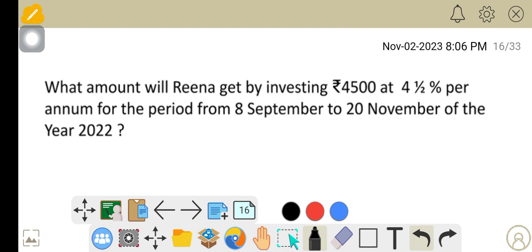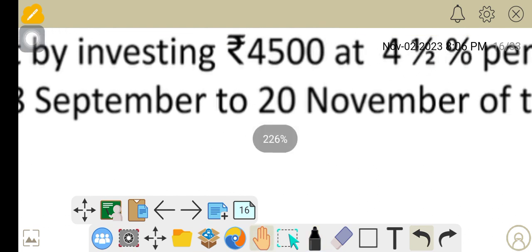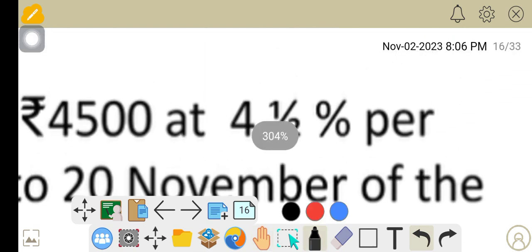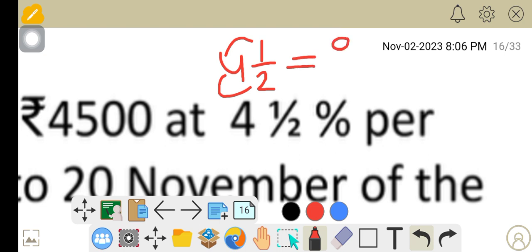Now the last question, what amount will Rina get by investing 4,500 at 4 1/2% per annum for the period from 8 September to 20 November of the year 2022? There are two problems, out of which first problem is very simple, not harder. That is 4 1/2%, it is actually written as 4 1/2 in mixed fraction. So 2 4 is 8, 8 plus 1 is 9, so it can be written as 9/2%.